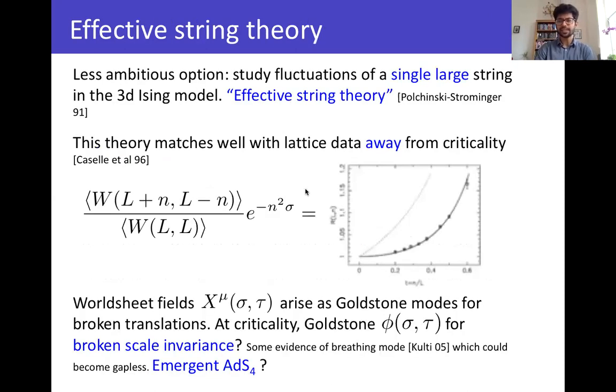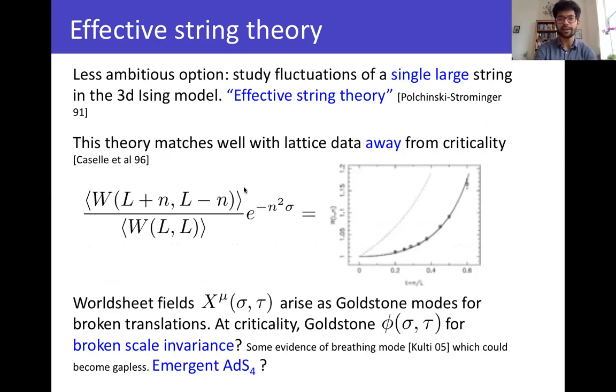Okay. It turns out there's a less ambitious thing you can do. You could imagine taking the 3D Ising model and just putting a single large string in there and looking at fluctuations of that single large string, rather than trying to reproduce everything about the partition sum. So this is the idea behind effective string theory, which was, I think, nicely initiated by Polchinski and Strominger quite some time ago. What you do is you put a big string in there and allow it to fluctuate, and then you can actually compare this with the lattice.